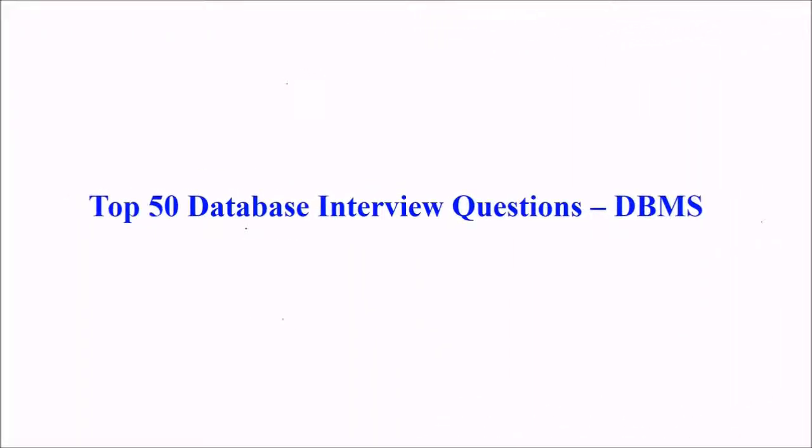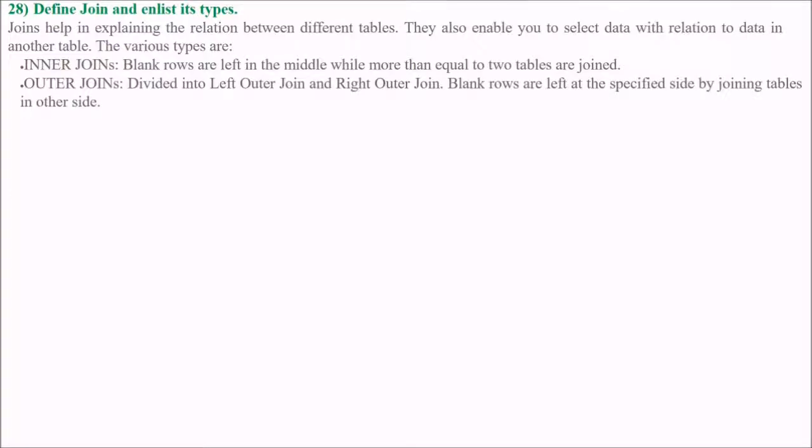So let us take a few more questions in database, rest of the top 50. The question is, define join and enlist its types. There are various joins: normal join, natural join, outer join, inner join. Join helps in explaining the relationship between different tables.